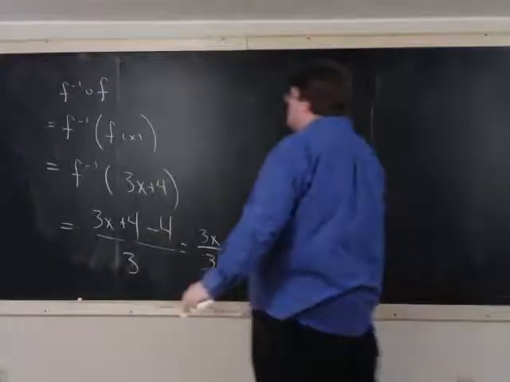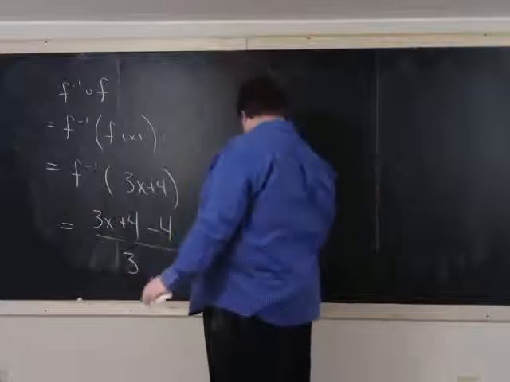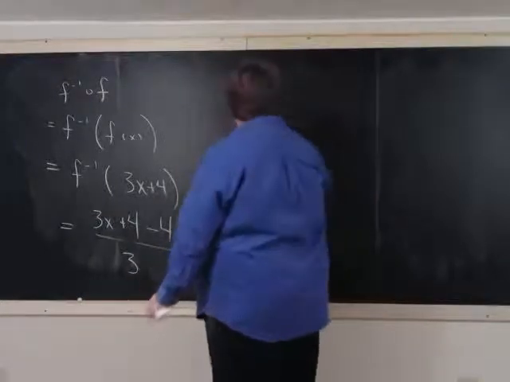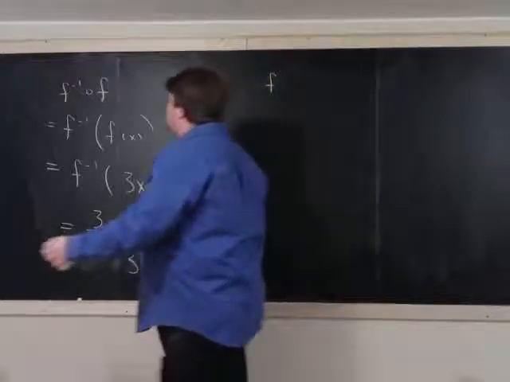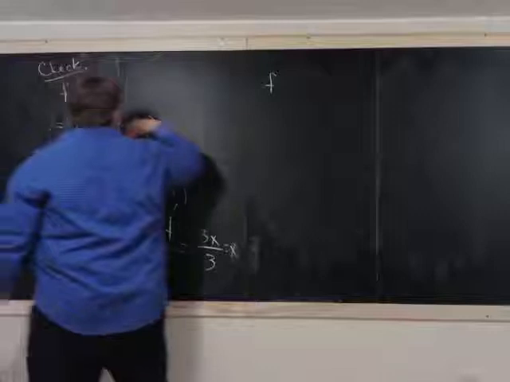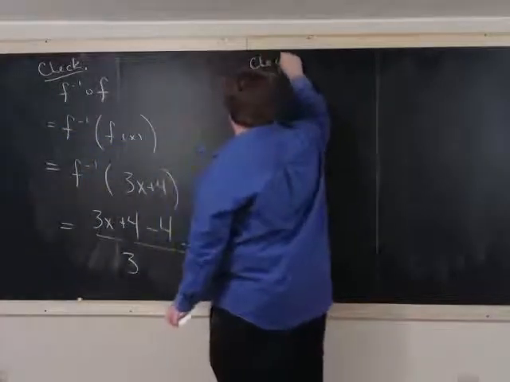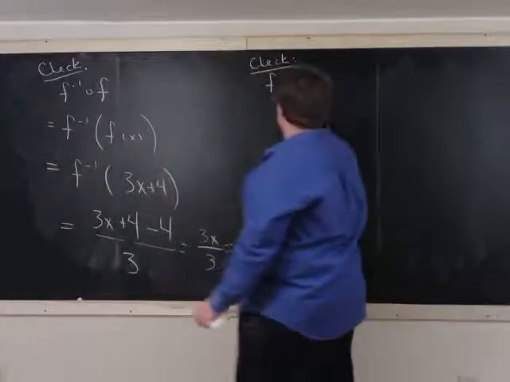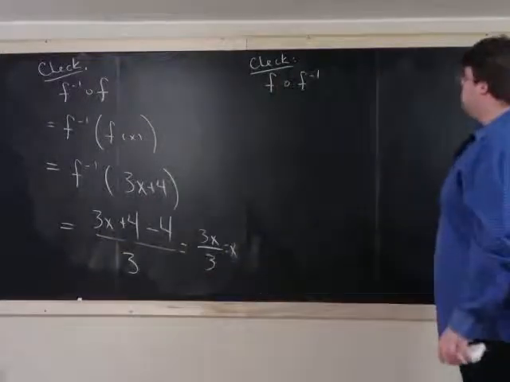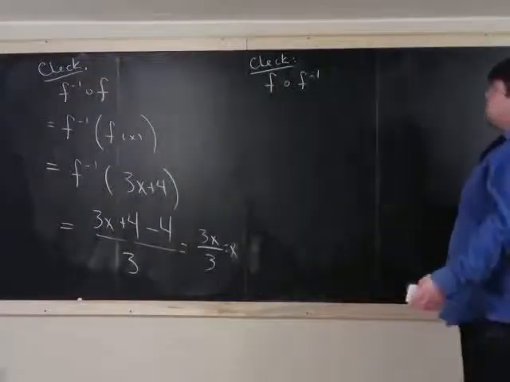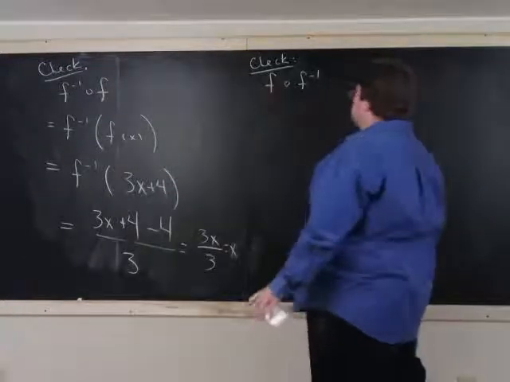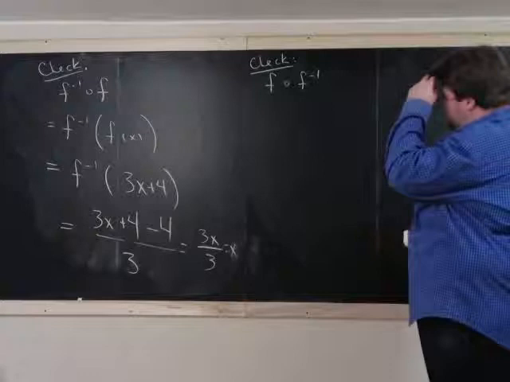So let's do that. I might need that portion of the board. Let's also check, maybe I should have written check, that it works. And let's check the other part of the definition. In order to verify that that gives us the correct inverse, we need to show that this composition simplifies to x.